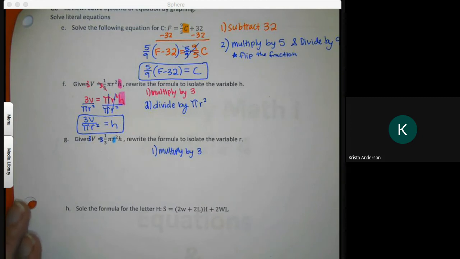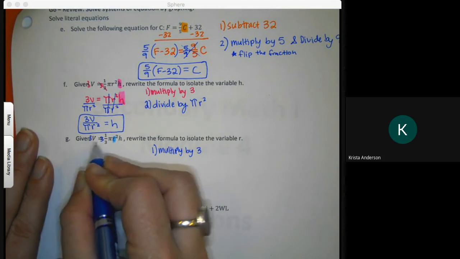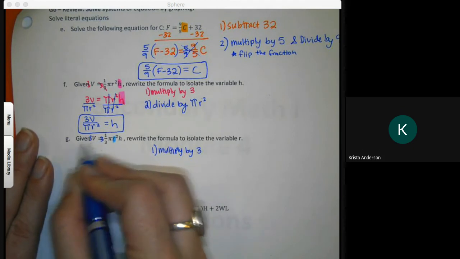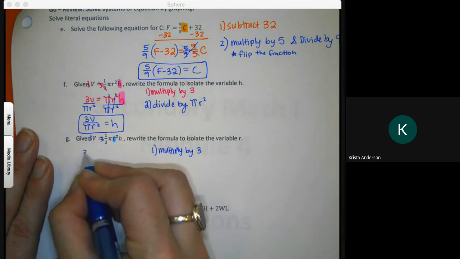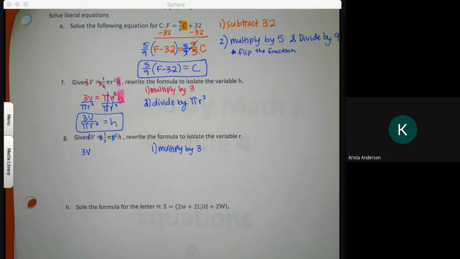What will be on the left side of the equation now? Just the left side. 3 and B. 3B will be on the left. I put them close together like that because they are being multiplied.